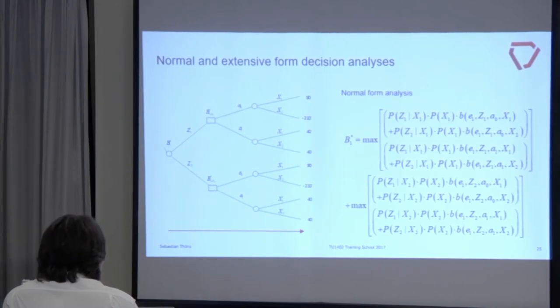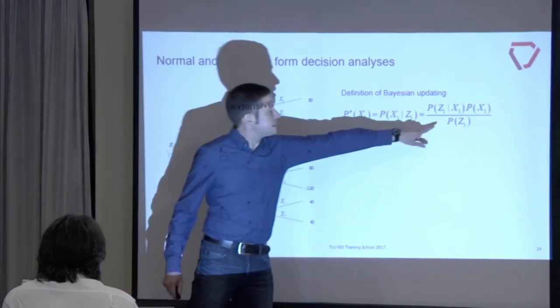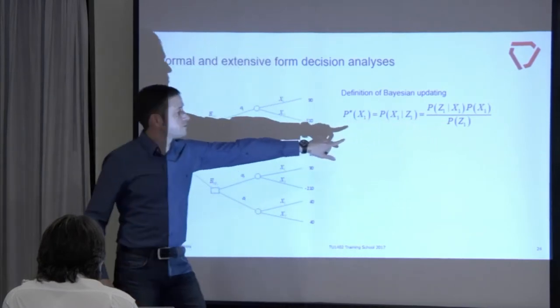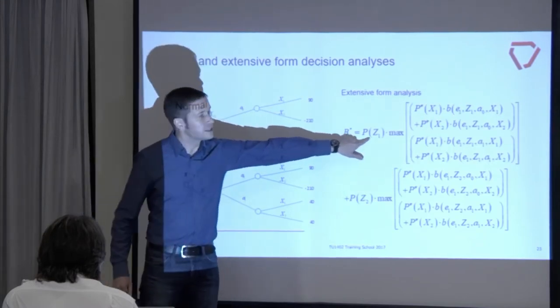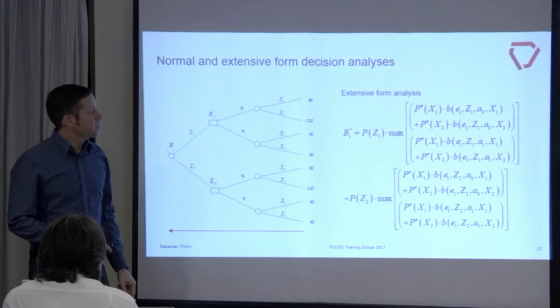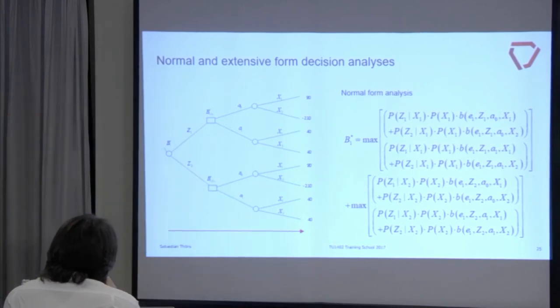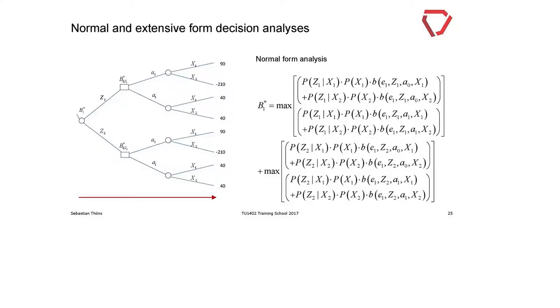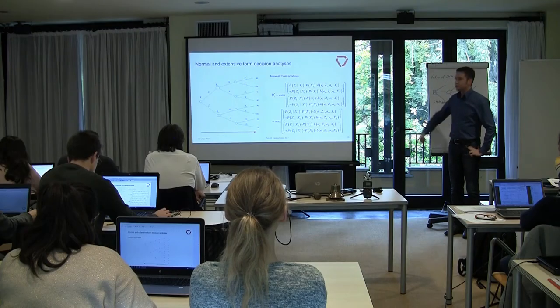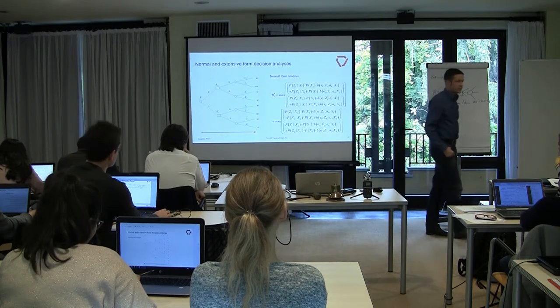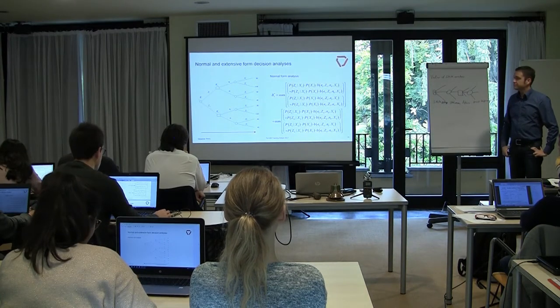And when we do this, we note that the denominator here is the probability of the indication Z1, but we multiply it here. So we multiply this in, and then we come to this expression. And that's the normal form. Very simple. And now this arrow has changed. That's normal form analysis. Very, very simple.